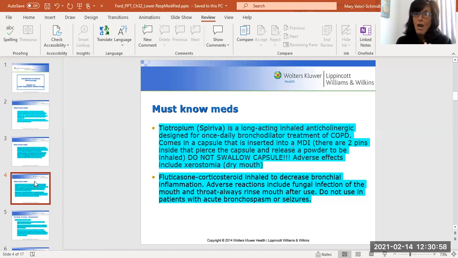Adverse effects, it can cause dry mouth. Anticholinergics can cause significant dry mouth, which is called xerostomia. So make sure you know that.